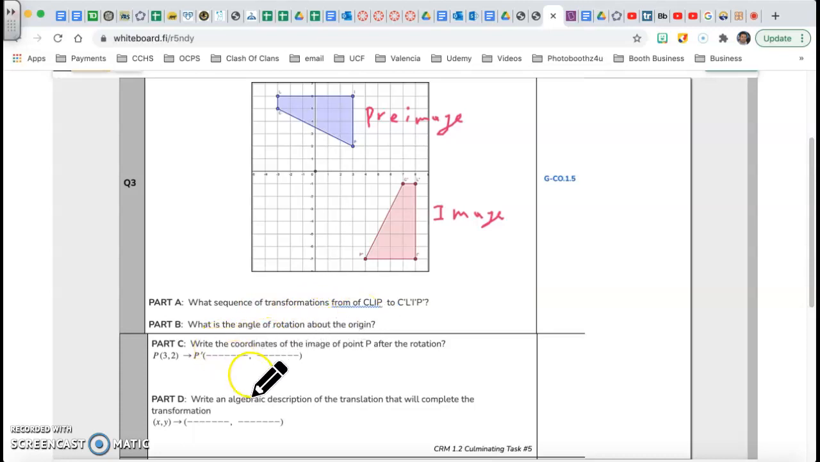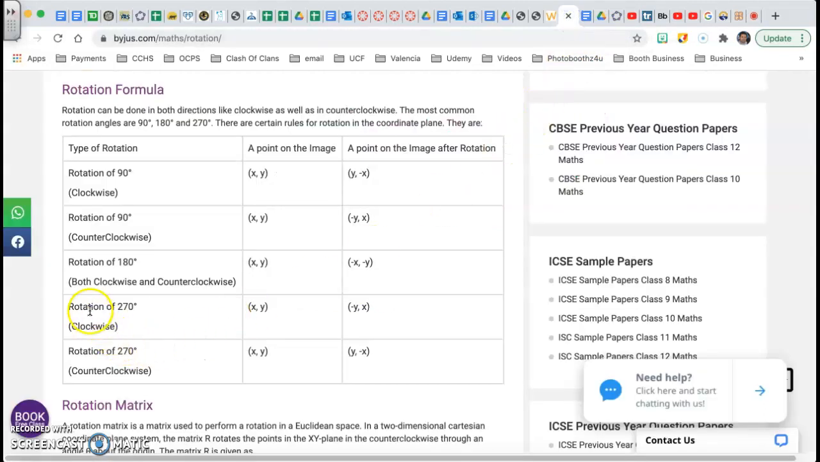Question C, write the coordinates of the image of point P after the rotation. So like I said, part C, we're rotating 270 about the origin, but counterclockwise. Remember, the clock goes this way. Counter goes this way. So we're rotating this figure counter 270. All right, so let's go here and it says counterclockwise: my point (x, y) becomes (y, negative x).